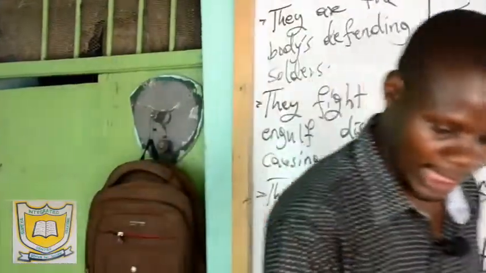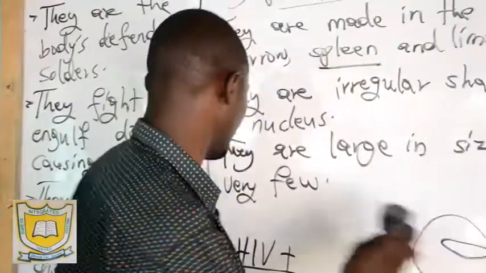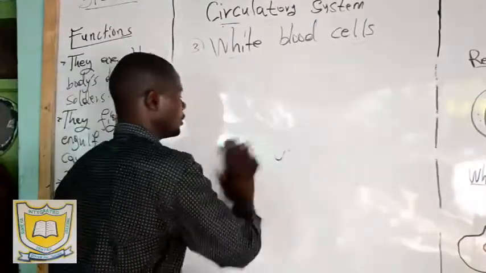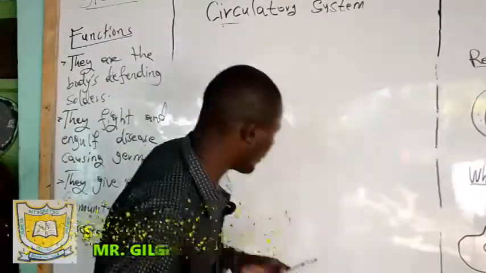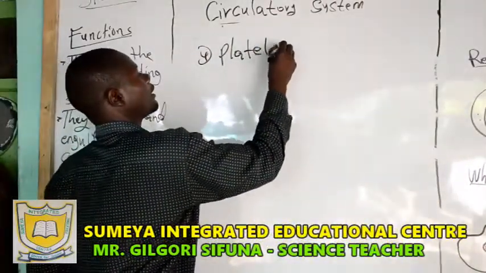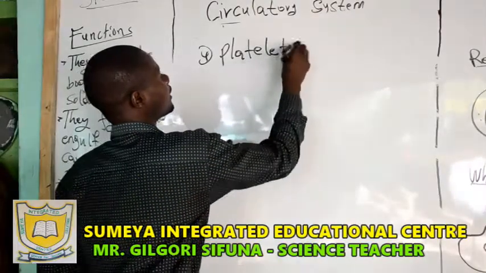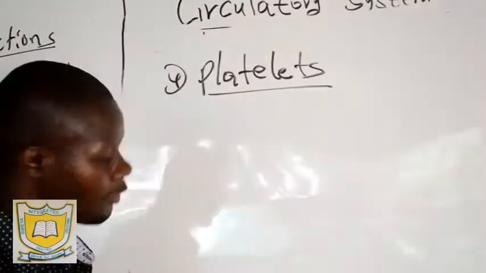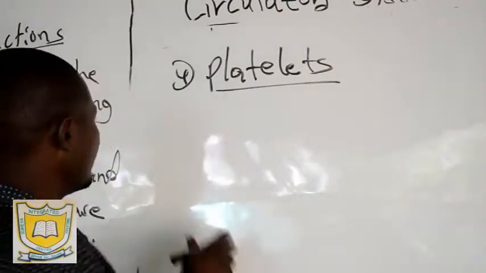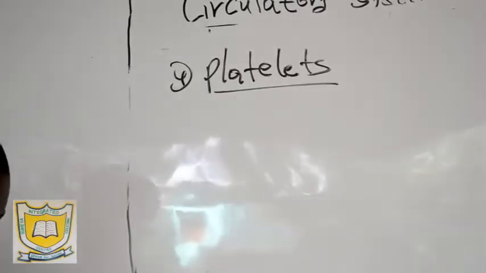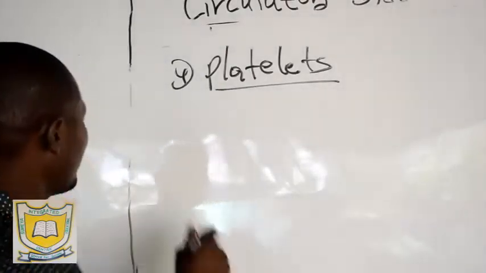Now let me talk about the last component of blood, which is the platelets. Number 4. Platelets, that is the last component of blood, of which you say they are very tiny bodies. They are very tiny, to mean they are very small in size.